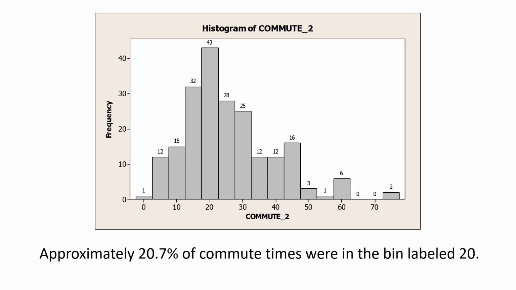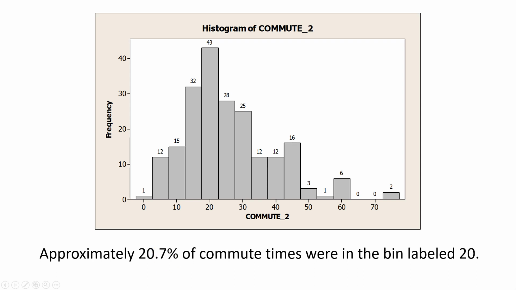Approximately 20.7% of commute times were in the bin labeled 20. Okay, so this is a relative frequency expressed as a percent. To compute relative frequency, we take the frequency, 43, and then we divide it by the total, which is 208. 43 divided by 208 is 0.207 rounded off, and if we change that to a percent, it becomes 20.7%.